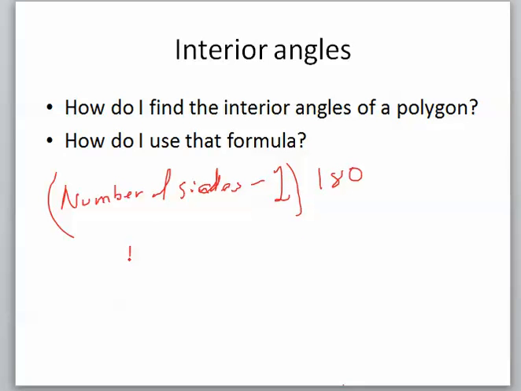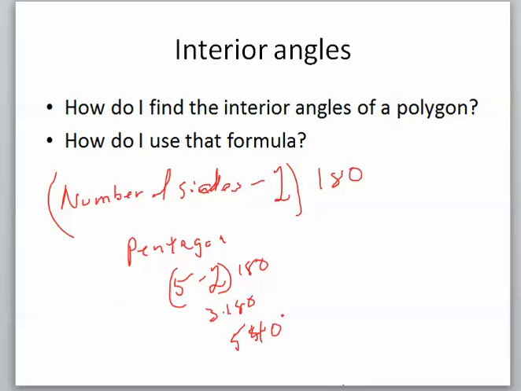So if I've got a pentagon, well, that's 5 sides. So I'm going to say 5 minus 2 times 180. Well, that's 3 times 180. That's 300 and 240. That's 540 degrees. Okay? So that's the sum of the interior angles.